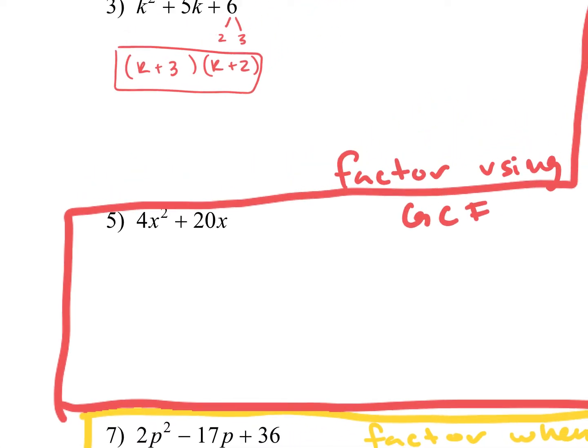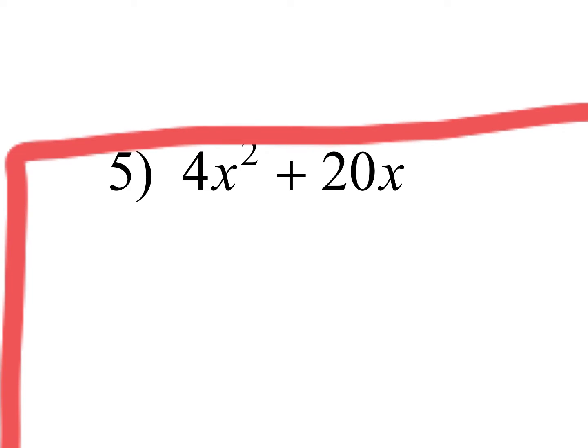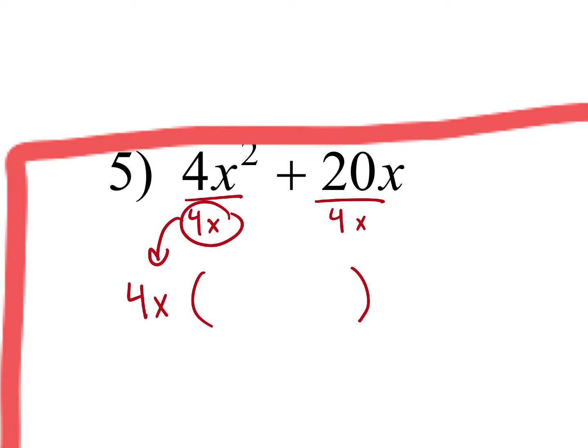All right, number 5. So these are factor using the greatest common factor. So we want to take out a greatest common factor if we have one. So do I have a greatest common factor between 4x squared plus 20x? Looking at the numbers, what do 4 and 20 have in common? 4. So I can take out a 4. And then if I have an x squared and an x, how many x's can I take out? 1x. So I'm taking out a 4x. Whatever you take out, you have to write on the outside. A lot of people forgot that on the quiz. Don't forget, whatever you take out, you have to put it on the outside.